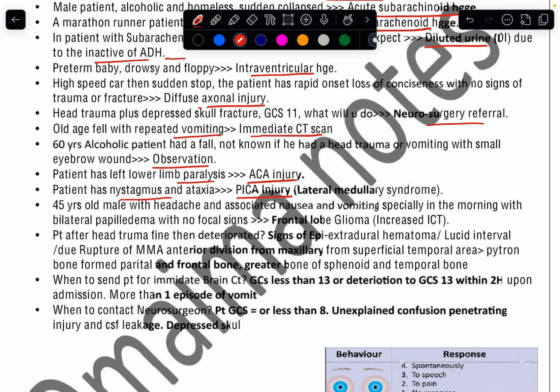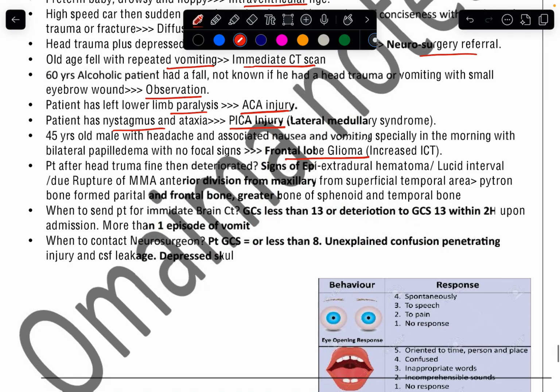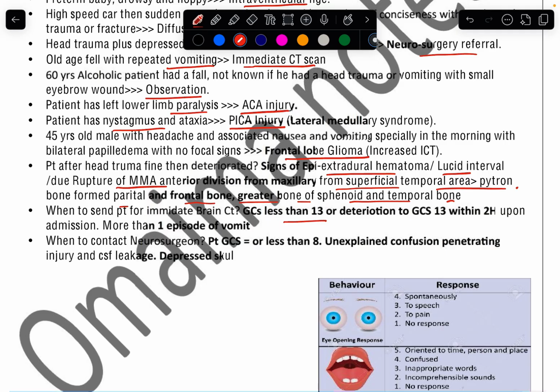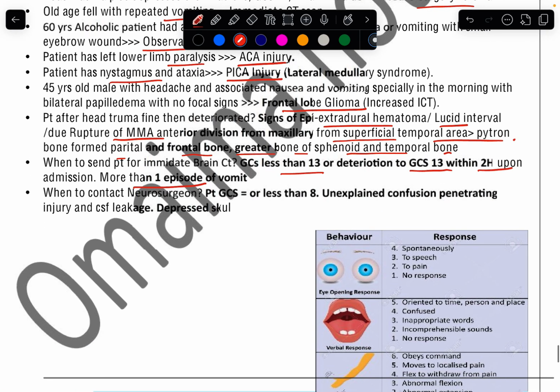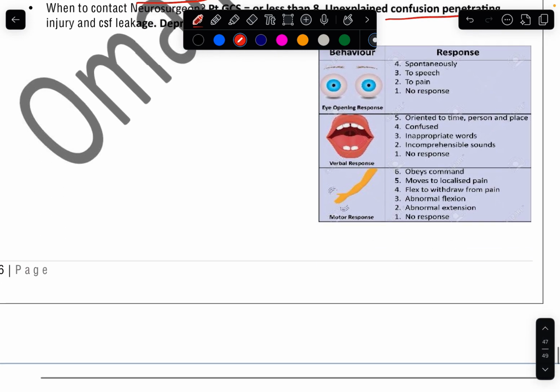45-year-old male with headache, associated nausea, vomiting, especially in the morning, papilledema, frontal glioma. Patient after head trauma deteriorated: extradural hematoma, lucid interval, rupture of middle meningeal artery from the superficial temporal, pterion formed by the parietal bone, frontal bone, sphenoid bone, and temporal bone. When to send patient for immediate CT scan: GCS less than 13, deterioration after 2 hours, more than 1 episode of vomiting. When to contact neurosurgeon: Glasgow coma scale less than 8, unexplained confusion, penetrating injuries or depressed skull fracture.